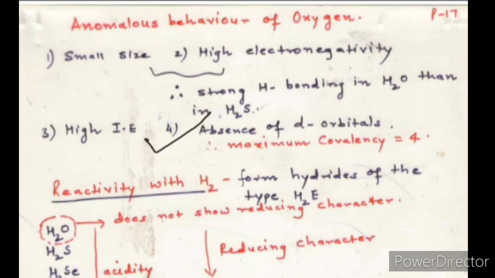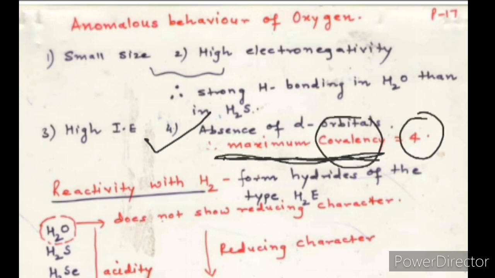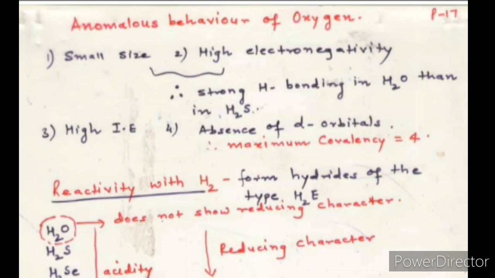Oxygen does not have d orbitals and hence it cannot make many bonds. If you have d orbitals, you can make more bonds, but oxygen just has s and p orbitals, therefore it can make maximum number of covalent bonds only 4 at the most, but in practical situation you will see it makes only 3 covalent bonds. The meaning of the word covalency is number of covalent bonds.